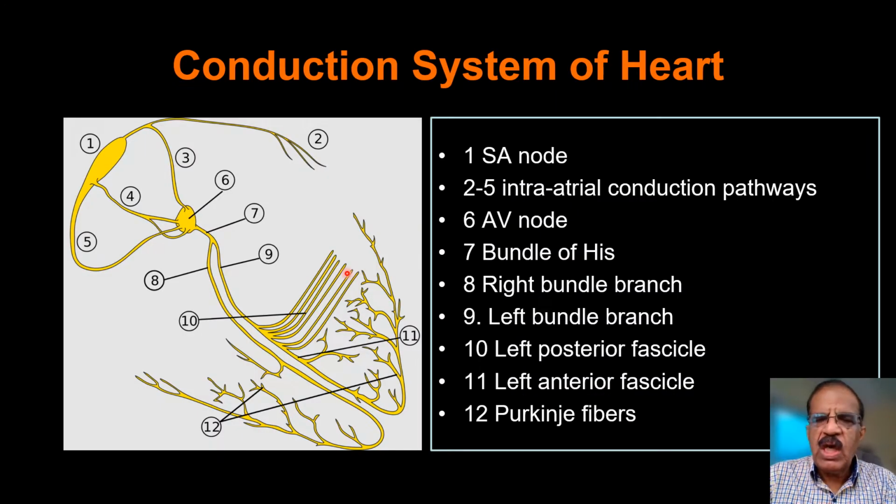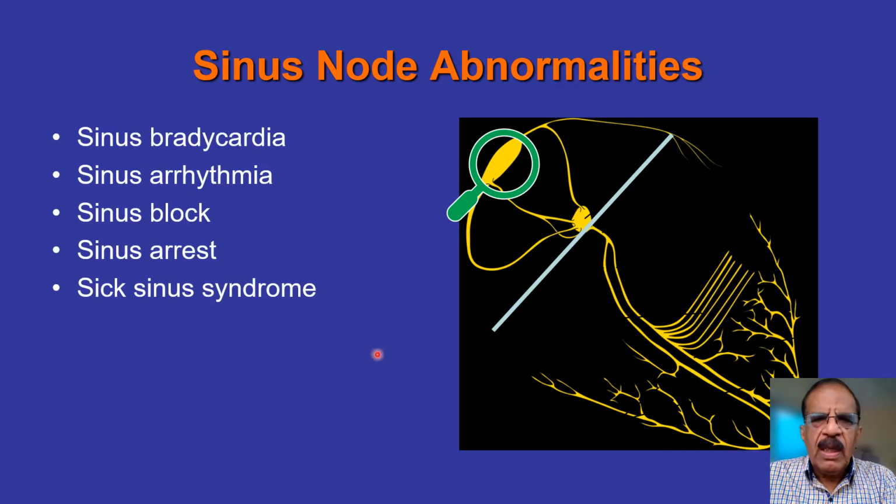Now, this is the revision of what we already discussed. I will not go into the details. I hope you remember all we discussed in the last video. And this slide also showed you the problems related to the SA node. The same thing in this video we are going to explain in slightly more detail. And the abnormalities you could see in SA node disease is sinus bradycardia.